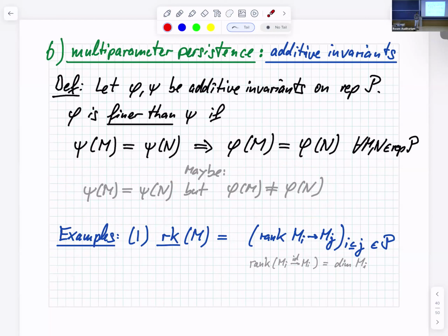And one example would be the rank invariant. The rank invariant was introduced by Carlsson and Zomorodian in 2008. And they say for my whole grid of my poset, I've got many points.